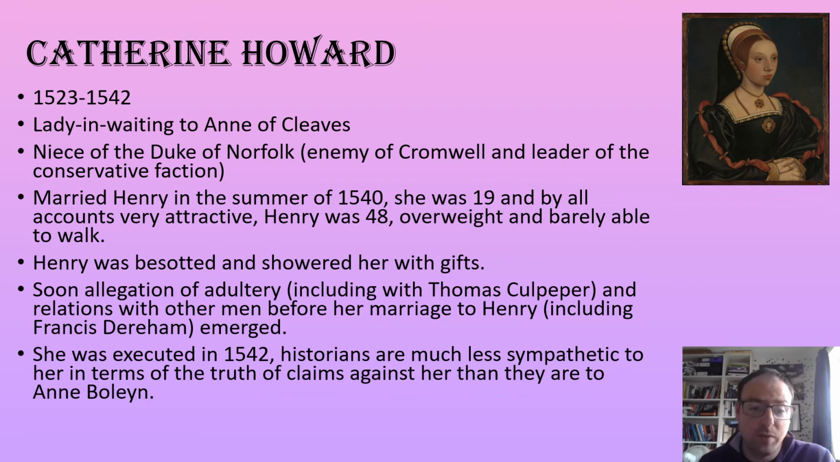and no son arrived. And there were soon allegations of adultery, including with Thomas Culpeper, and relations with other men before her marriage, including Francis Dereham. And there was potentially a contract to marriage between her and Francis Dereham before she married Henry. And all of this emerged. And she was executed in 1542. Interestingly, historians are a lot less sympathetic to her plight in actually the allegations, and I think most historians seem to see more truth in the allegations made against her than they do in the allegations made against Anne Boleyn.